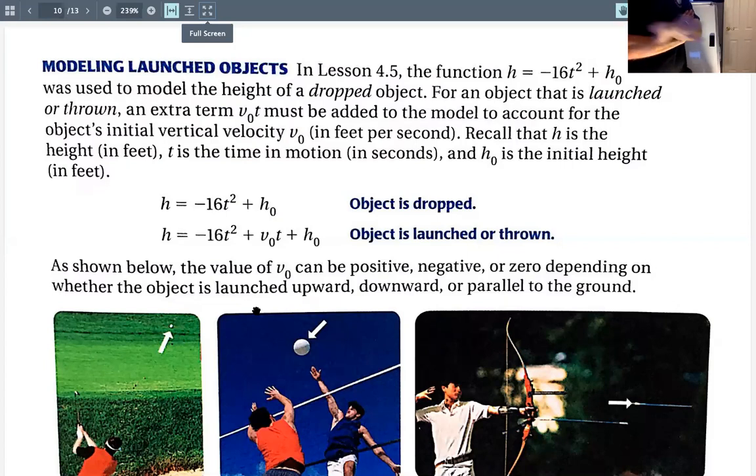I'll get to that in a sec. I'll come back to that. Okay, so V naught. Wait, does anyone here have a binomial. Hold on 1 second.